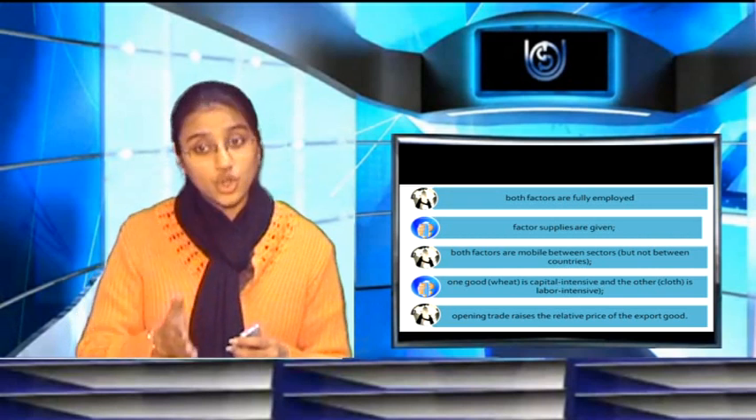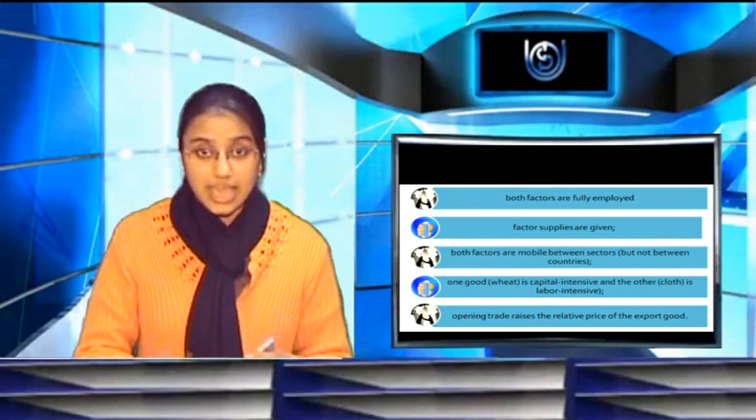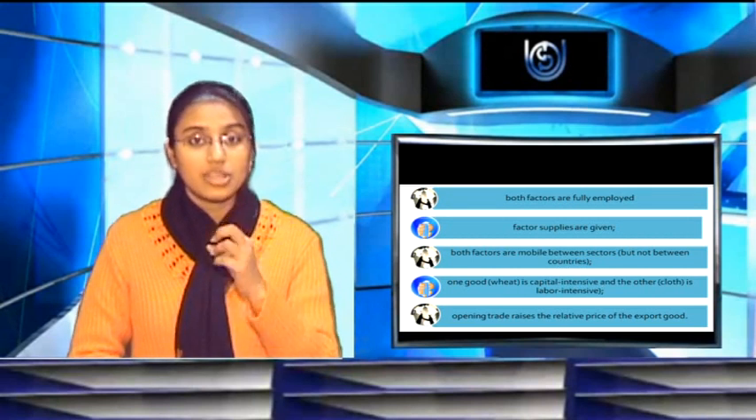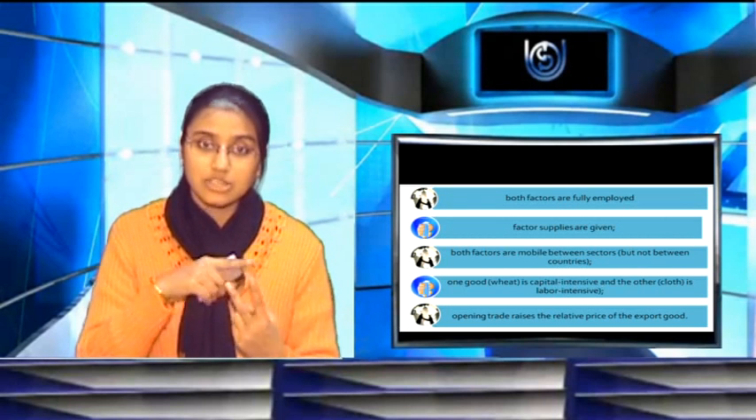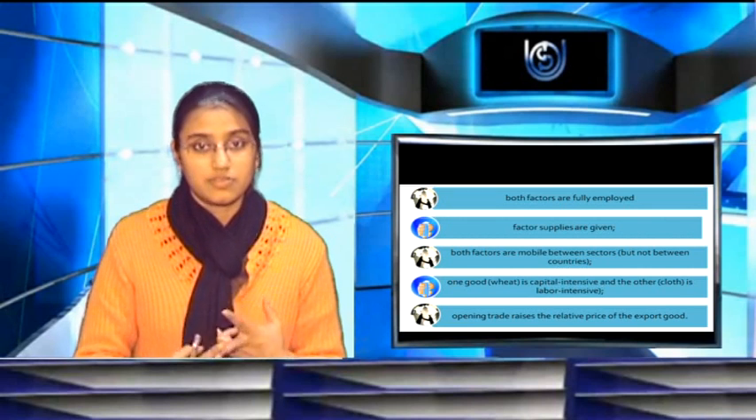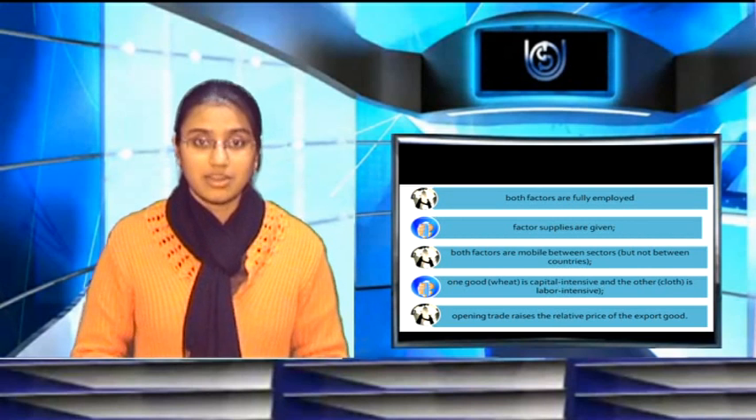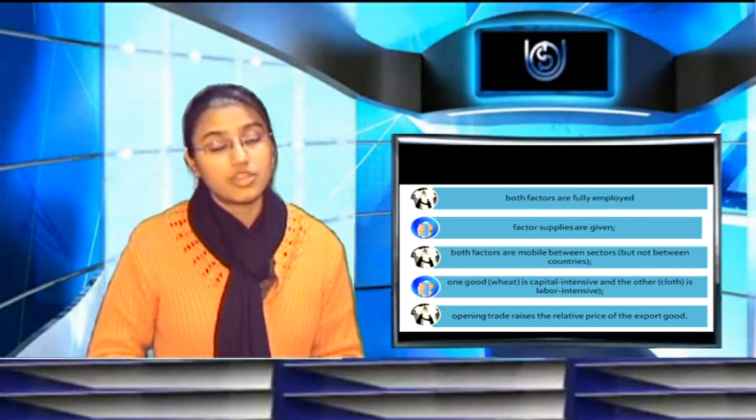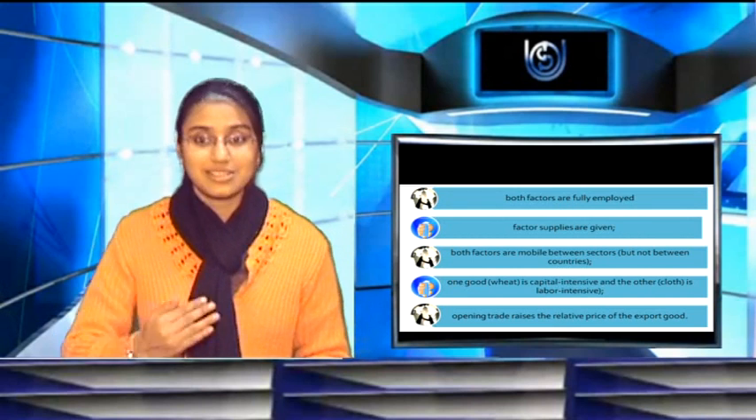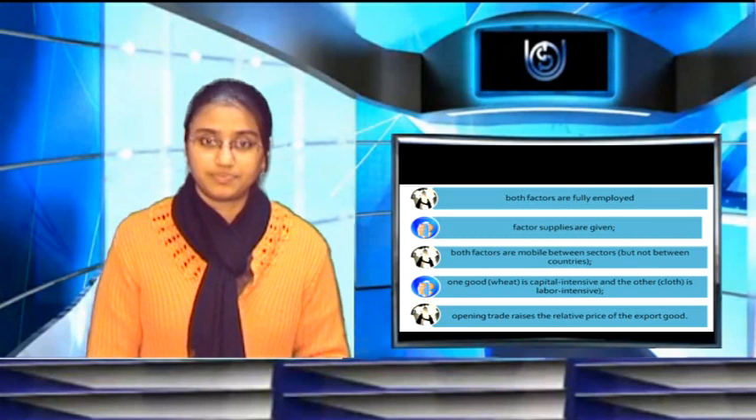Another, one good is capital intensive and the other good must be labor intensive. There must be two products with two factors in one country. So of the two products, one may be labor intensive and the other capital intensive. So that comes into another assumption. And next is opening trade raises the relative price of the export goods. This basically gives a rise in the price, that means price may differ in the exports of goods.